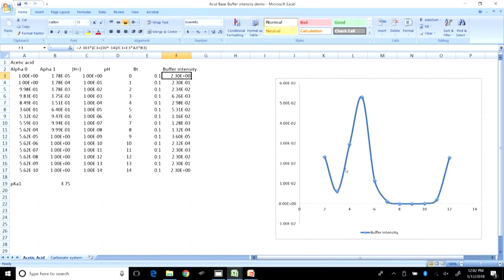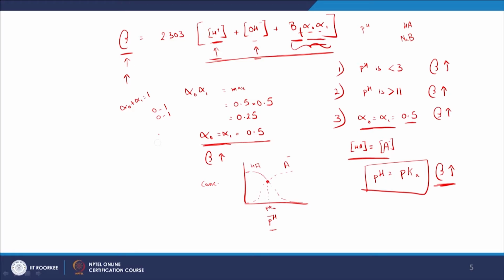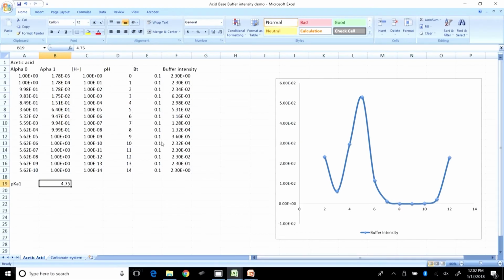So what do you see here? We see that we know the pKa is 4.75, and from our equation, let us have a quick look at it. What do we know? We know that buffer intensity should be high at alpha naught equal to alpha 1, which is this third aspect. Alpha naught equal to alpha 1 means pH equal to pKa, and you are going to have high buffer intensity. So let us see if we are able to observe that here.